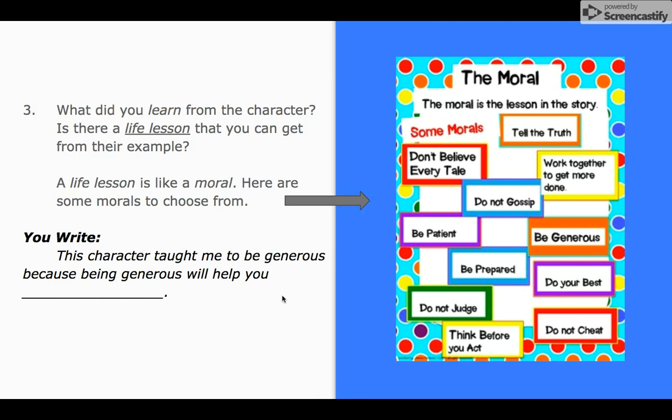Okay, so really think about your character, why you like them, what you can learn from them, and if there's any way in which you want to be like them and why.